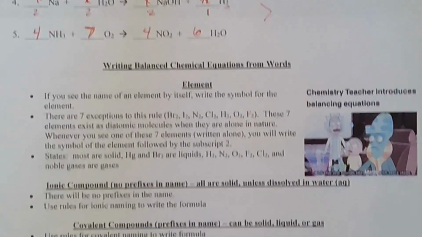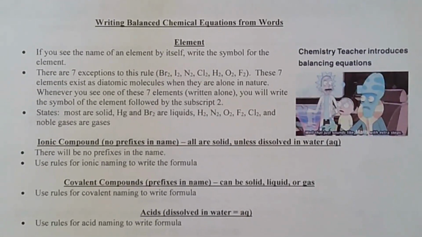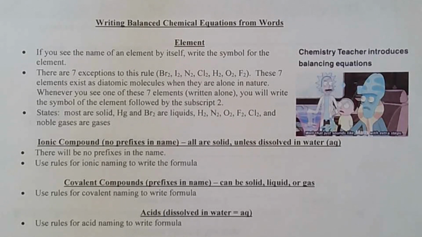Now, this is the beginning of the new content. And it's not necessarily new. It's just now you're using your naming skills from the prior unit, and we're going to apply those because here we want to write a balanced chemical equation from the words. And so that means you need to come up with the correct skeletal equation on your own before you can then start to balance it. So that's where naming is very, very important.